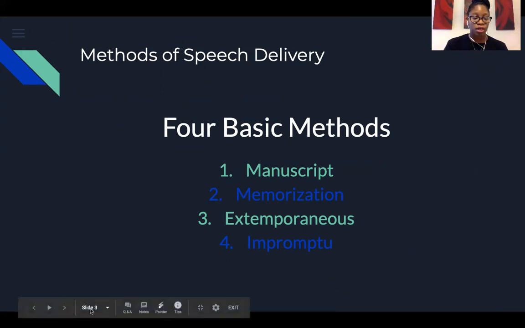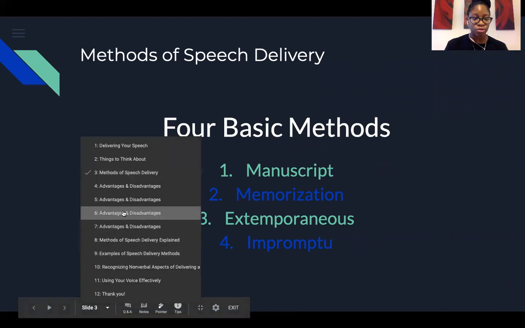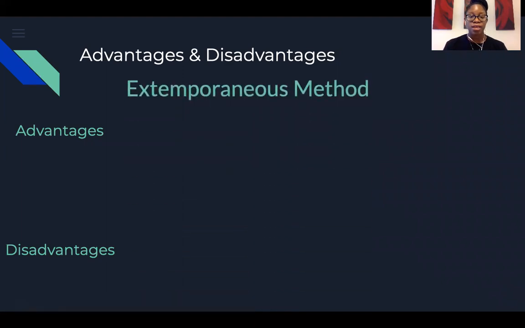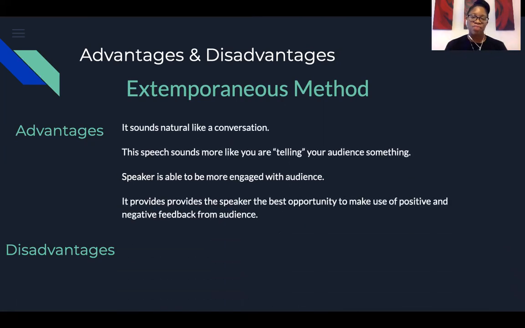With that, we're just going to jump straight into the next method. That is the extemporaneous method, okay? Now, the advantages of extemporaneous. Extemporaneous is when it sounds natural, like just a conversation that you're having with someone one-on-one, okay? The speech sounds more like you are telling your audience something rather than reading or that you have packaged something for them. You are able to be more engaged with your audience, okay? So it's more authentic. You are able to connect with your audience more.